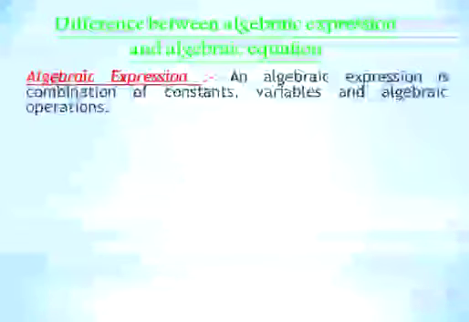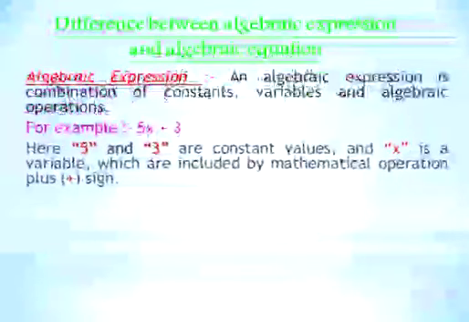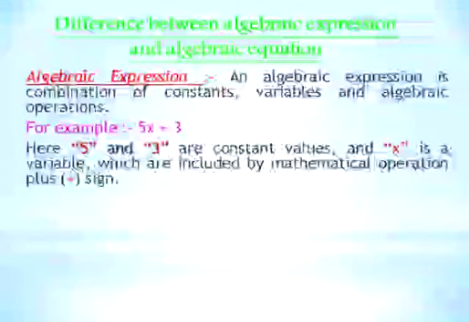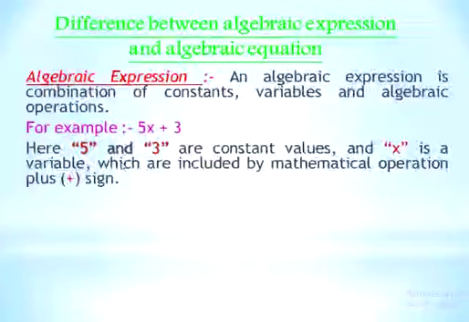Let us discuss today. An algebraic expression is a combination of constants, variables and algebraic operations. For example, 5x plus 3. Here 5 and 3 are constant values because we are not able to change their values, and x is called a variable because the values of x go on changing. They are combined with the plus operation. Not only plus, it may be minus, division or multiplication.